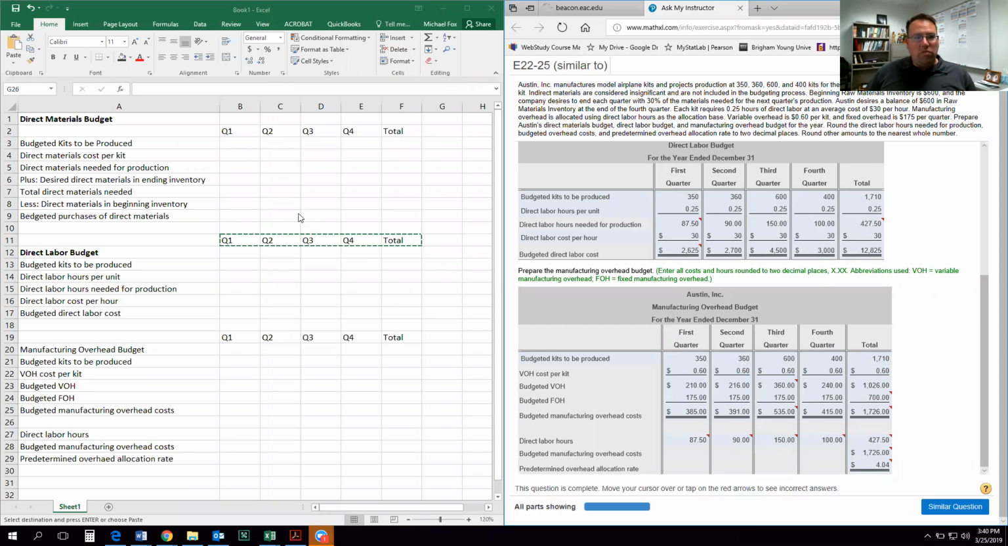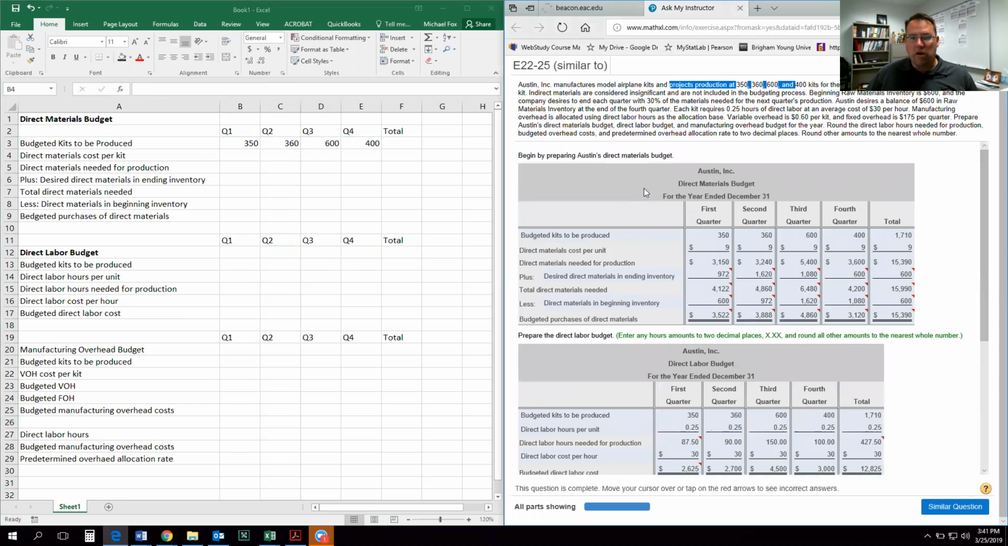So we'll start with the direct materials budget, and it tells us right at the beginning here's our projected production: 350, 360, 600, and 400 kits. So that's our budgeted kits to be produced. And then our direct materials cost per kit is given to us. Let me scroll up so that you can see. Here we go. Our direct materials cost per kit is $9.